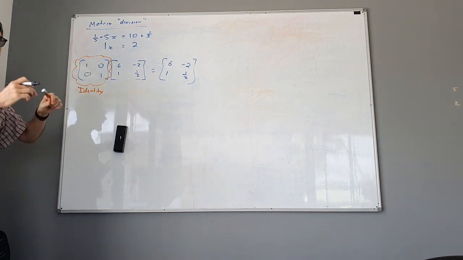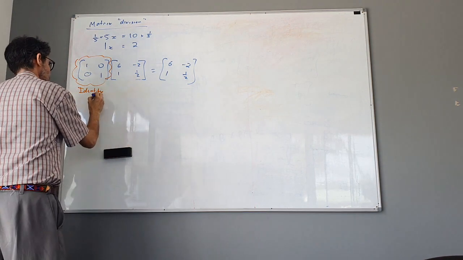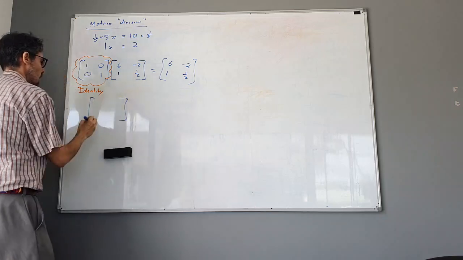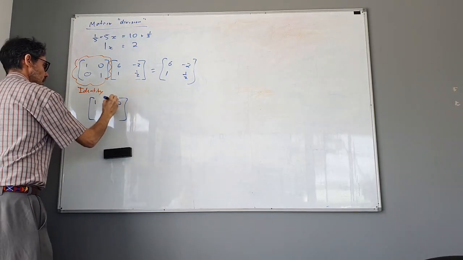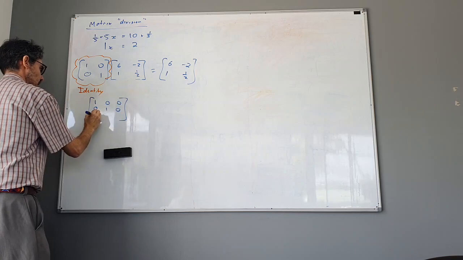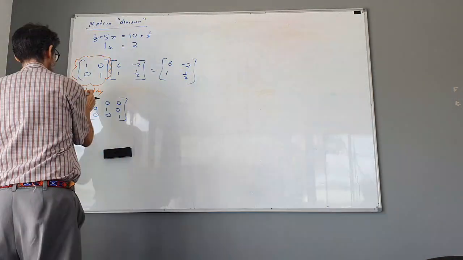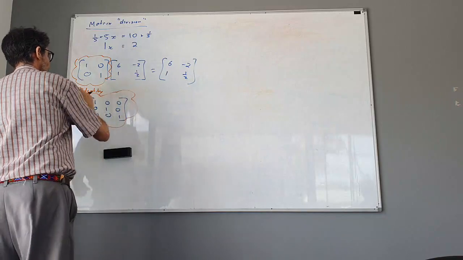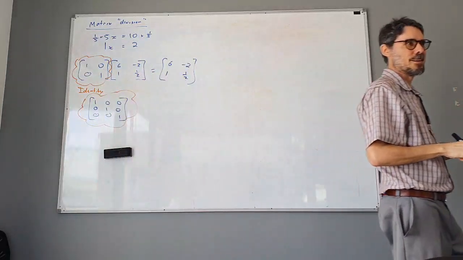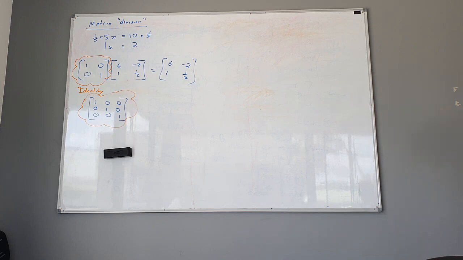That's how that works. So suppose I had a 3 by 3. I'm going to select the first, then select the second, then select the third. And that's my 3 by 3 identity matrix. And so on, and that's how you build the identity matrix: 1's down the diagonal and 0's everywhere else.